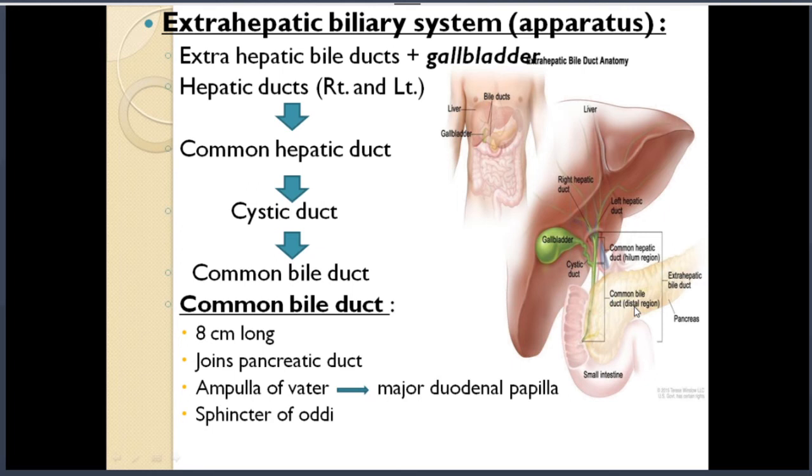So the right and left hepatic ducts combine to form the common hepatic duct, and finally, after descending for 4 centimeters, they combine with the cystic duct that comes from the gallbladder, and they form the common bile duct, that is 8 centimeters long and joins the main pancreatic duct at the ampulla of Vater that opens into the descending part of the duodenum at the major duodenal papilla, and is guarded by the sphincter of Oddi.